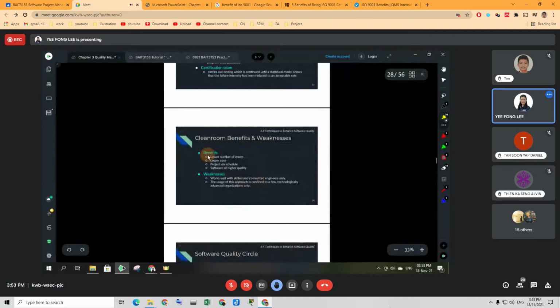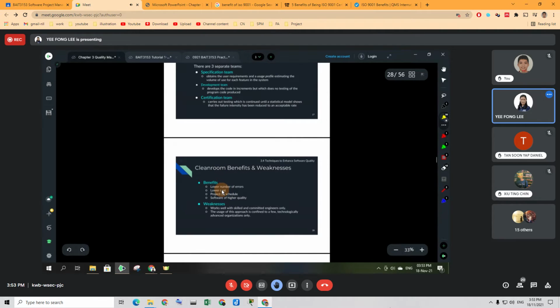Advantages. Here, benefit is advantages. Point form, advantages. So how is this related to the BIM scope company? How to say lower number of errors? How can the clean room technique bring benefits to a BIM scope company in terms of lower number of errors, lower costs, project schedule, and high quality.